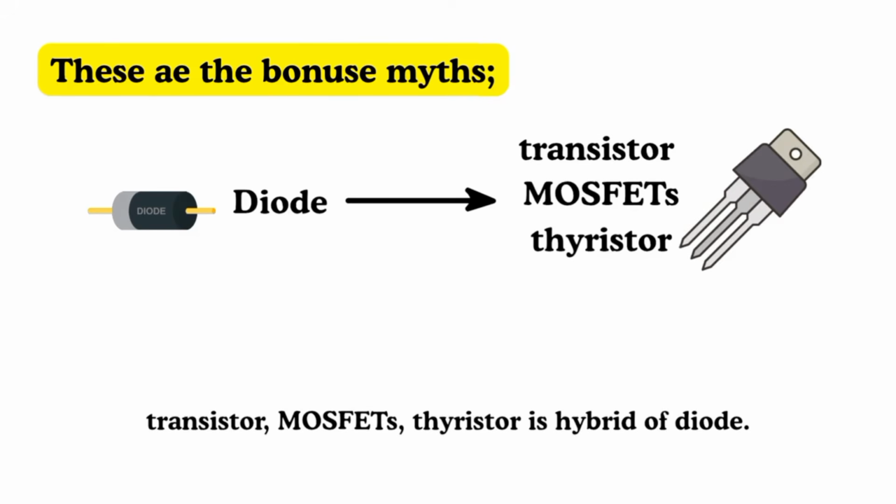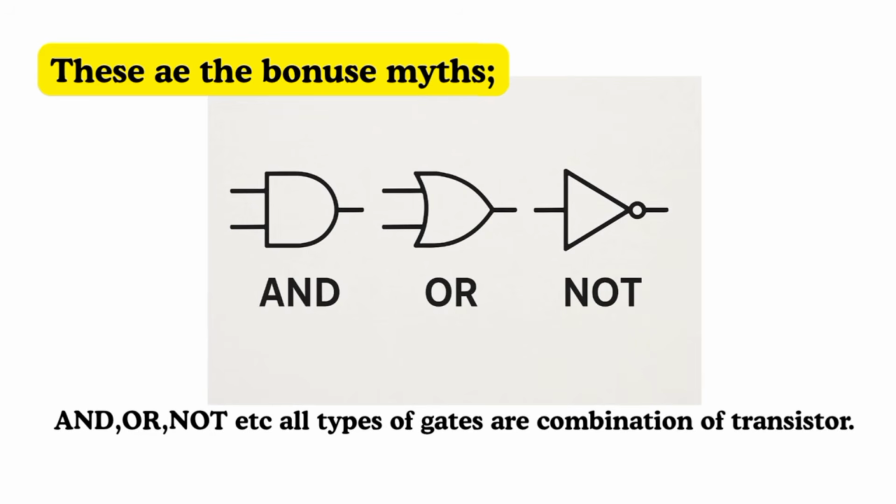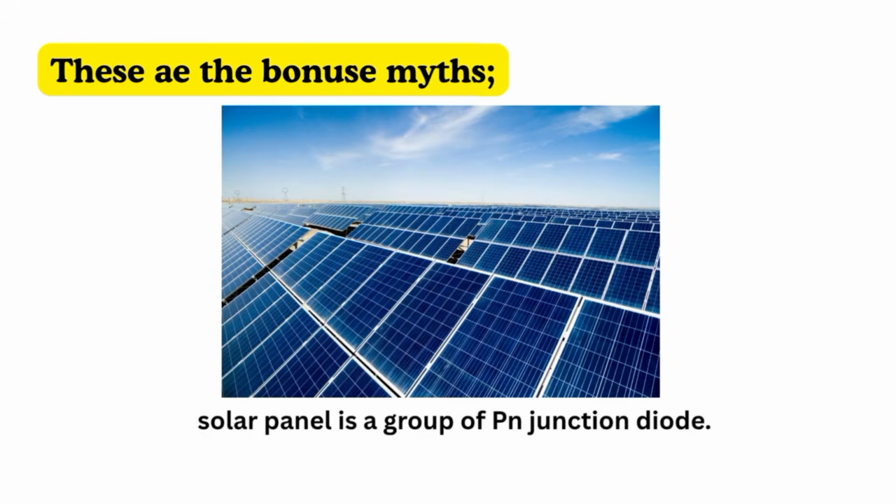These are the bonus myths: transistors, MOSFETs, thyristor is a hybrid of diodes. AND, OR, NOT etc. All types of gates are combinations of transistors. Solar panel is a group of p-n junction diodes.